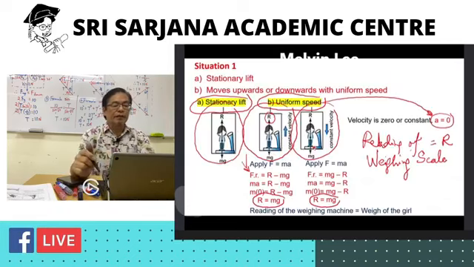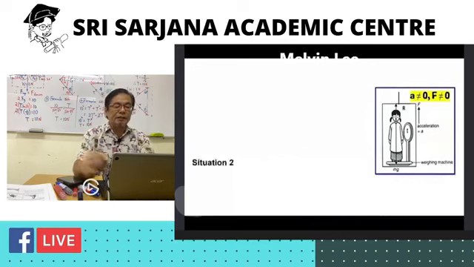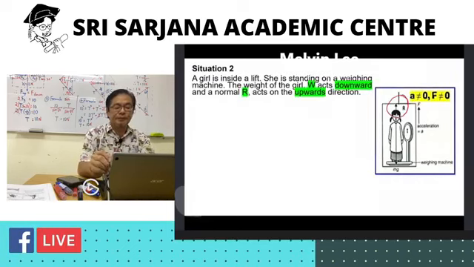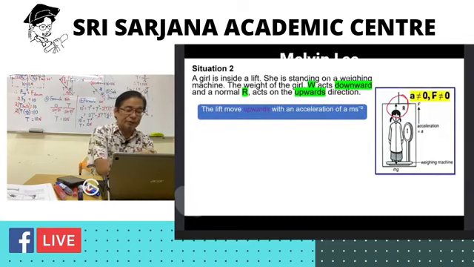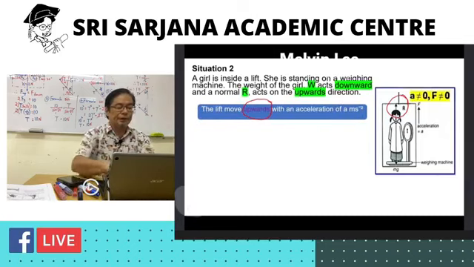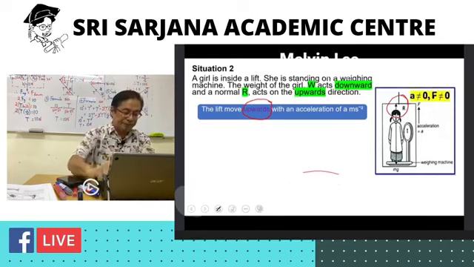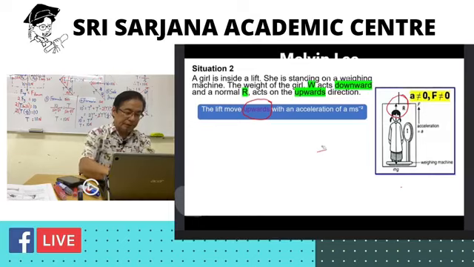Now we'll look at going upward. Going upward, which is bigger? R is bigger. So your resultant force is R minus mg. Going up, you notice the word up here. Hang on, I erase because it's not moving.